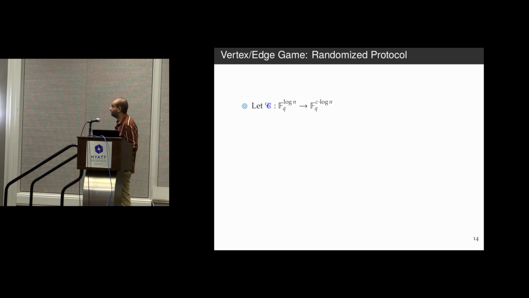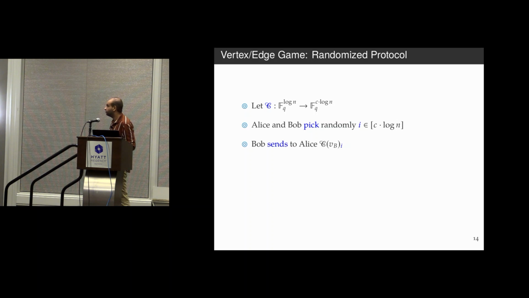So let C be an error-correcting code over F_q. It takes log n elements and maps it to c log n elements. Alice and Bob will randomly pick a location in the encoding, say call it i. And then Bob sends the encoding of his vertex at location i, which is just a field element, so it's in F_q. And Alice checks: Alice has 2 vertices because Alice has an edge. Alice encodes both of these vertices, and just computes the ith location. So it's 2 field elements. Now Alice just checks if the field element she got from Bob is contained in one of these 2 field elements.